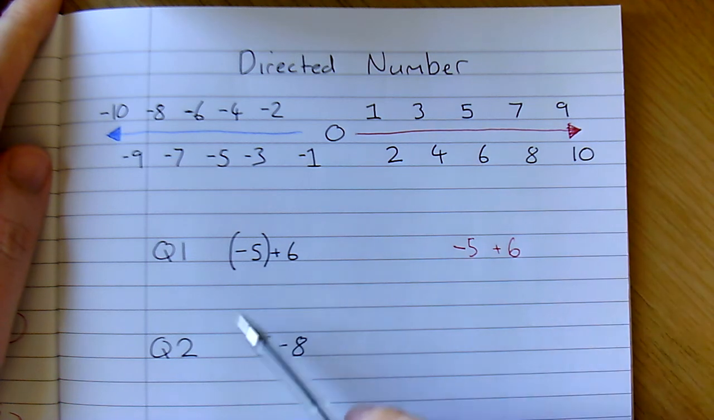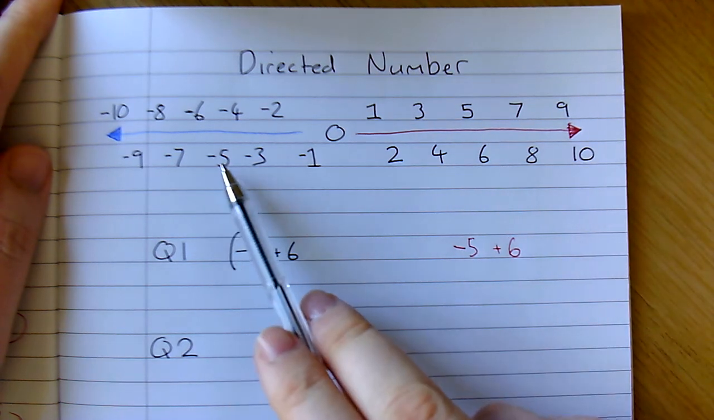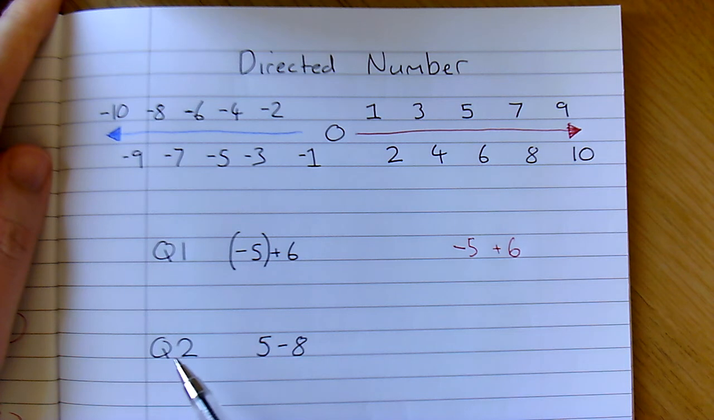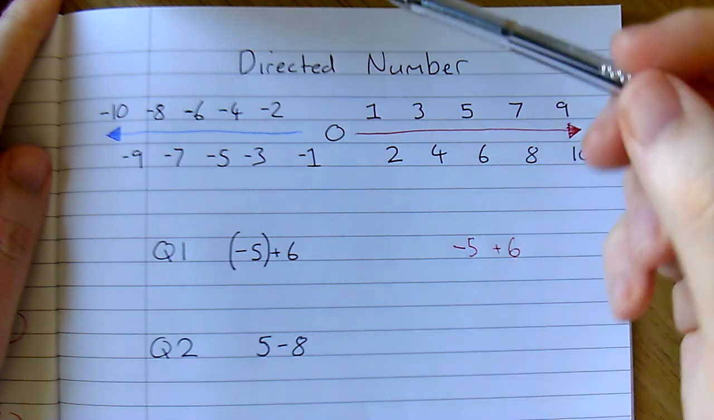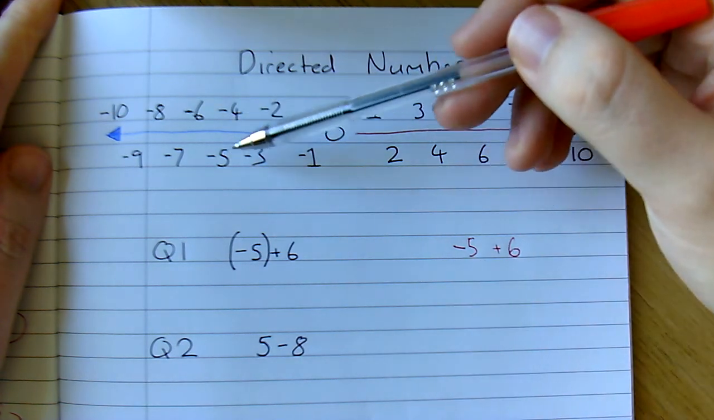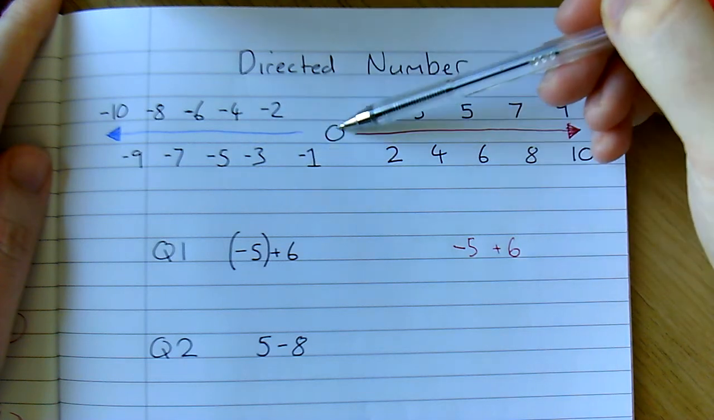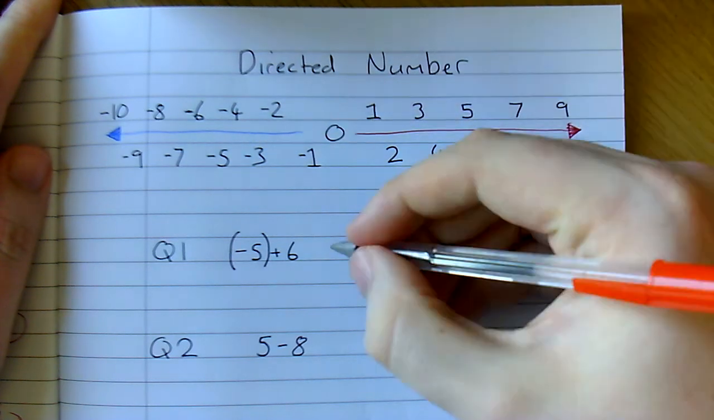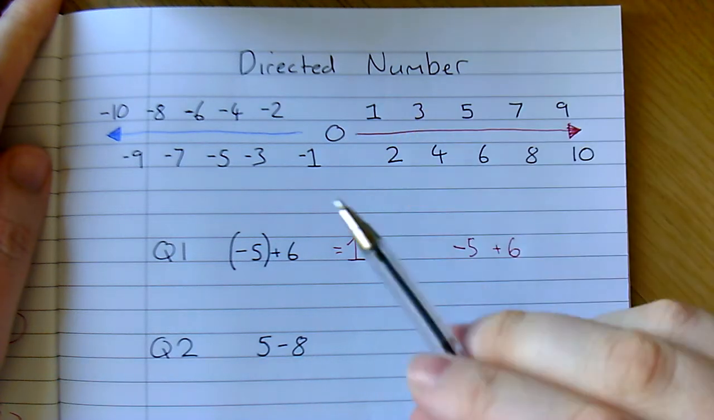So essentially I'm starting at negative 5, and I'm adding 6 to it. So it's not just 5 plus 6, which would be 11. That would be too high. I need to just start at negative 5 and add 6. 1, 2, 3, 4, 5, 6. My answer is 1. Don't forget 0 counts when we're counting left and right.